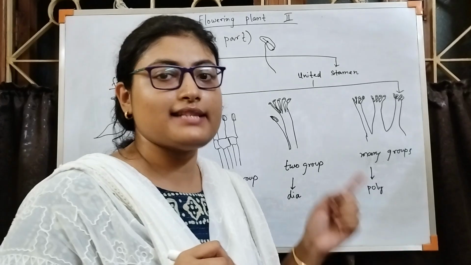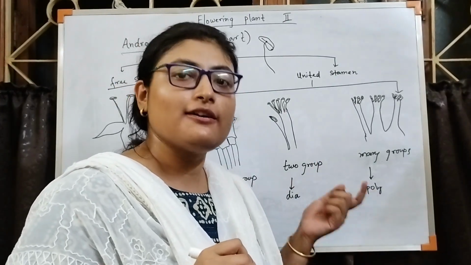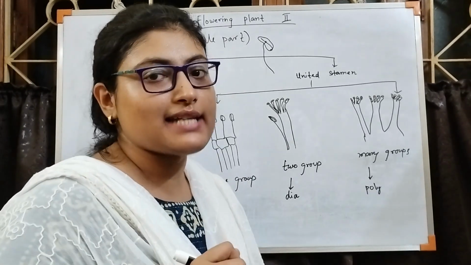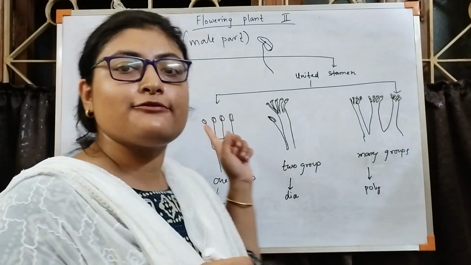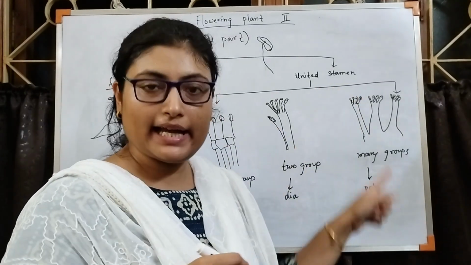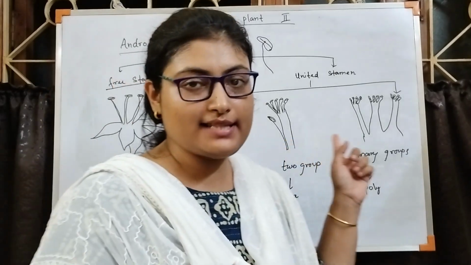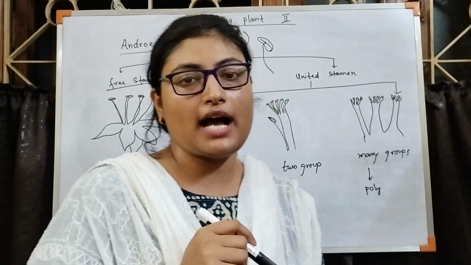Now there are several arrangements of Androecium in different flowers. Now here we have two main types of Androecium. Arrangement of Androecium: one is free, another one is united. Now in the free Androecium, as the name suggests, it is free. That means it is not fused to each other.